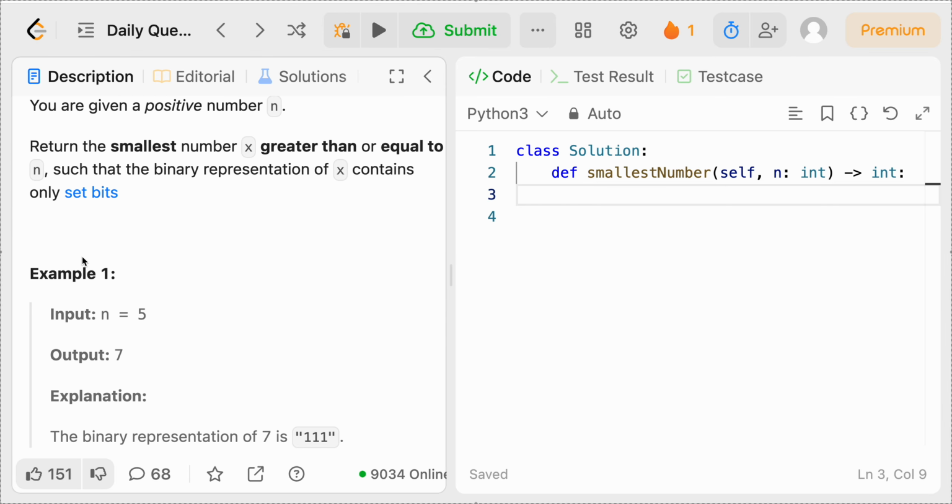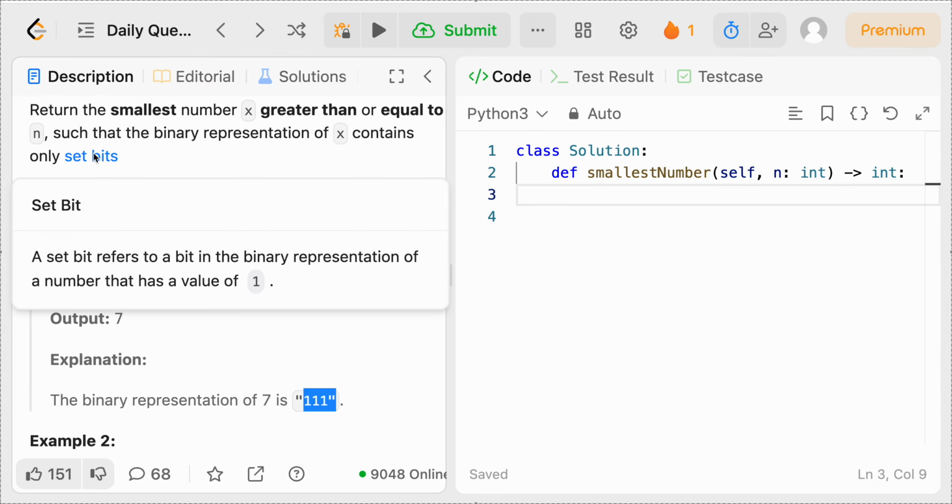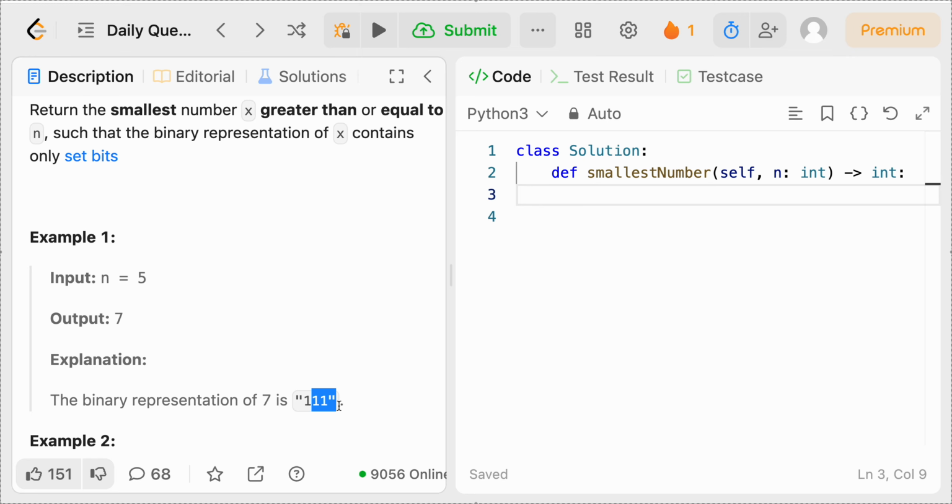So in example 1, we have n to be 5, and the smallest number that's greater than 5 and has all set bits, in other words, our x value for this case would be 7. 7 is the smallest value that's greater than 5 that has all set bits, right? Because the representation in terms of binary for 7 is 1, 1, 1. That's all set bits. As we know, the definition of a set bit is a bit in the binary representation of a number that has a value of 1. All of them have to be 1. In this case, it is.